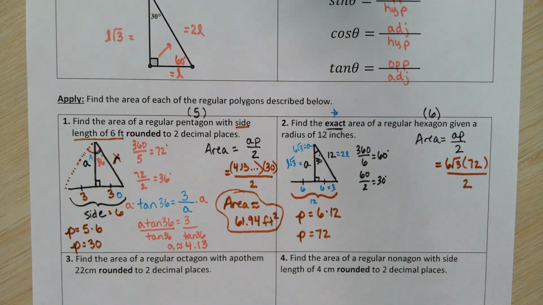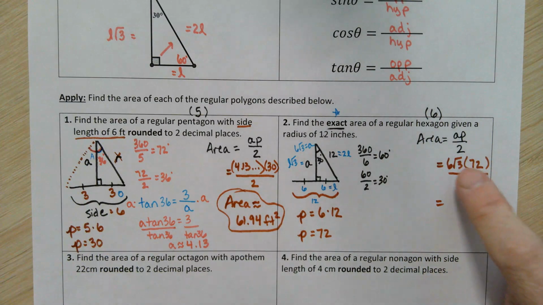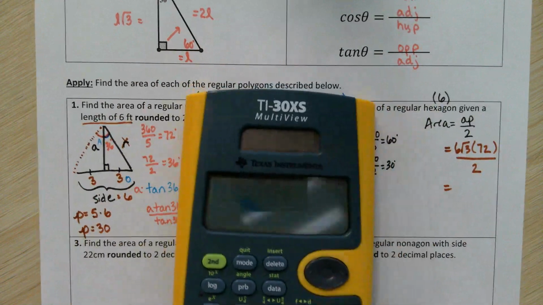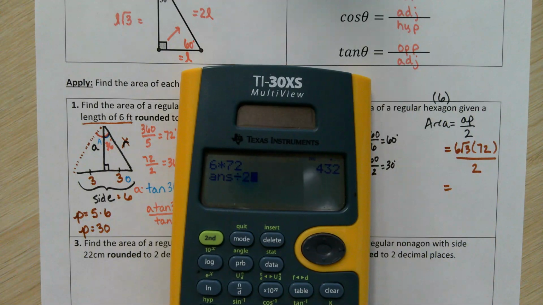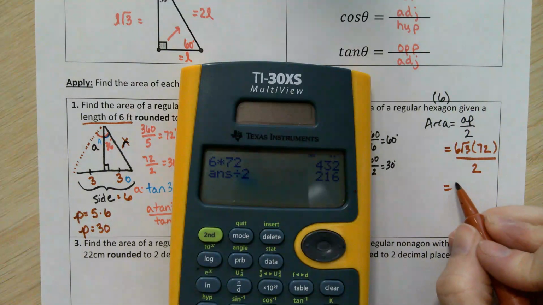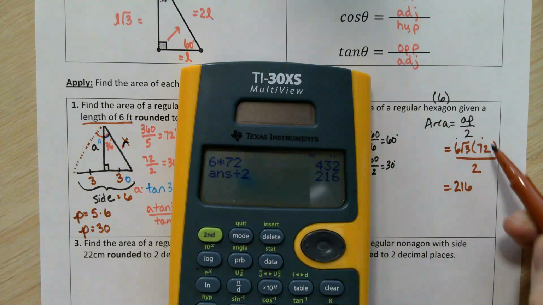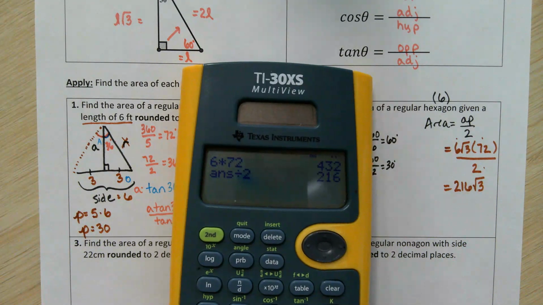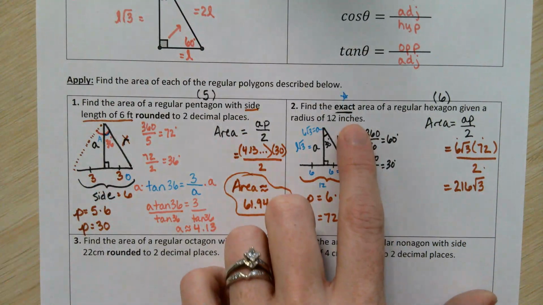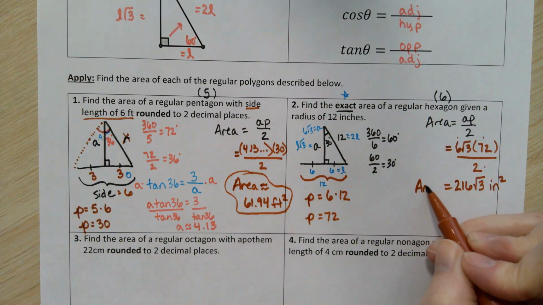We'll go ahead and plug that in. And if our goal is to keep our answer nice and exact, we need to avoid that root 3 when we go to the calculator. So we'll do 6 times 72 to find the numerator. That can get divided by 2 probably to stay nice and exact. So 216 takes care of all of the numbers that are outside of the root. And then we'll just attach that root 3 onto our answer. Do a quick check, and square inches would be our area.